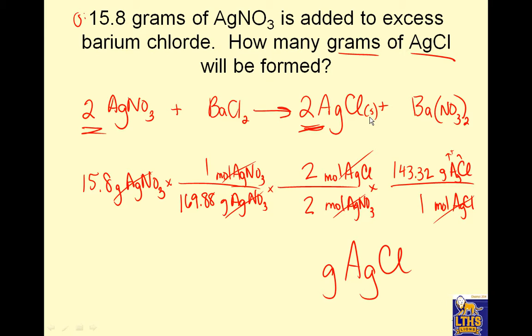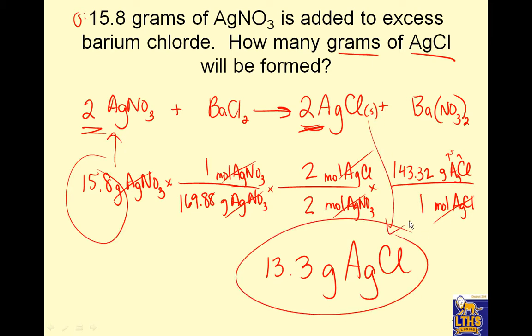15.8 divided by 169.88 times 2 divided by 2 is 1, so times 143.32, enter. Looks to me like I'm going to get 13.3 grams of silver chloride. Basically, if this many grams of this go into this chemical reaction, then this many grams of silver chloride should come out. That's if everything's perfect. We'll find out what that means later.